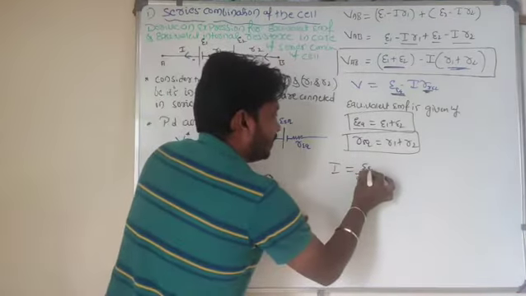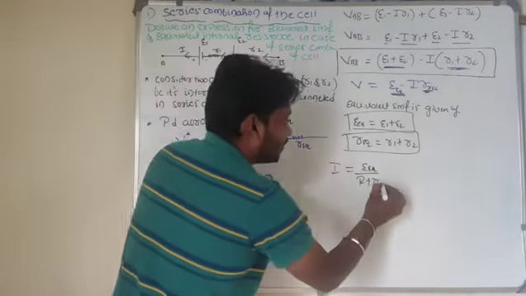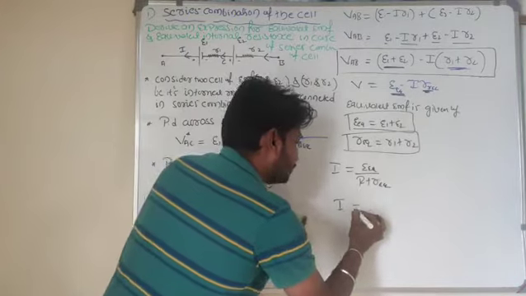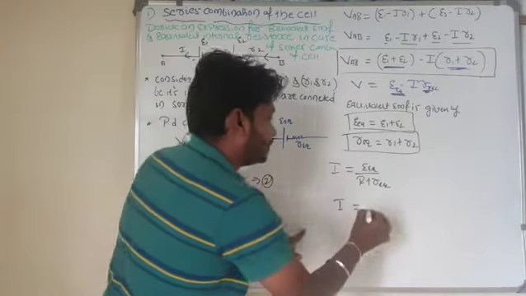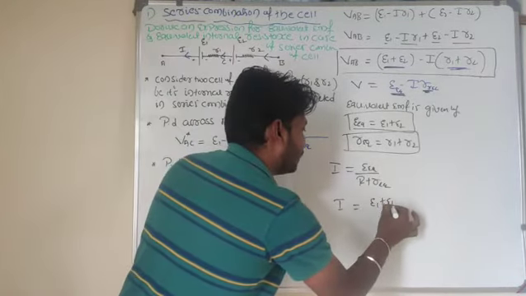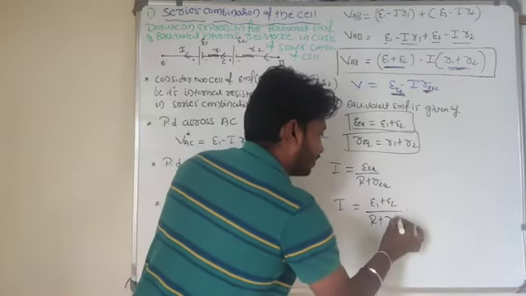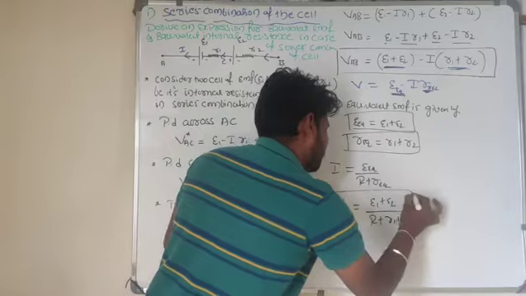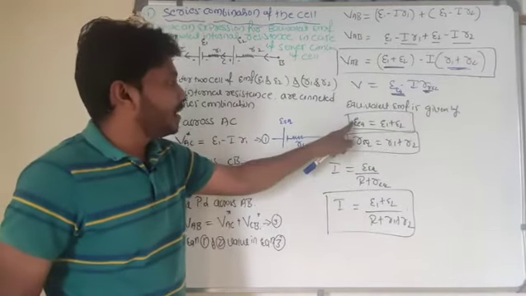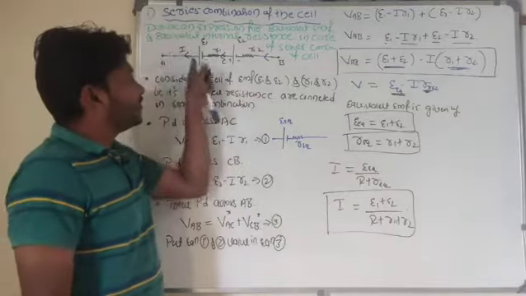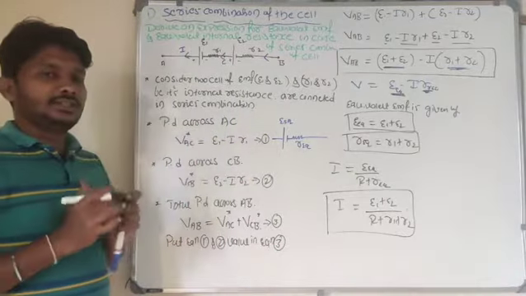Here, instead of E, I will take it as E equivalent. Instead of R, I will take it as R equivalent. Look here: E equivalent is nothing but E1 plus E2, and R equivalent is nothing but R1 plus R2. So these are all the required equations for equivalent EMF, equivalent internal resistance and total current in the cell when the cells are connected in series.